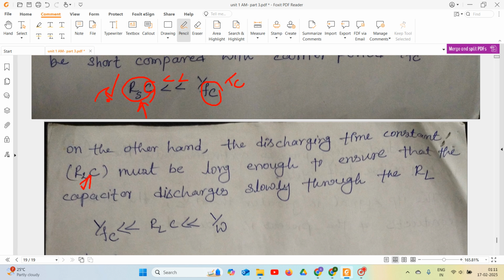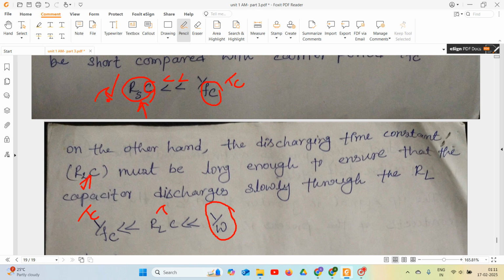So this is the time period of your carrier, and this is your delay time. Your delay time should lie between the carrier time period and the time period of your input message signal. The delay time should be greater than 1 by fc, but less than the time period of your message signal, right?